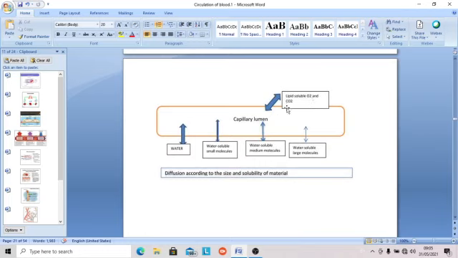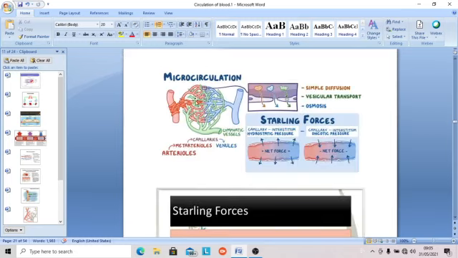Lipid soluble CO2 and O2 move rapidly, and water soluble medium molecules, water soluble small molecules, and water soluble large molecules move at a slower rate. So their diffusion depends on the size and solubility of the material. If lipid soluble, they will move rapidly, and if it is a water soluble large molecule, they move slowly. Water soluble medium molecules move at medium speed, water soluble small molecules at very good speed, and water at very high speed. This is diffusion of material.